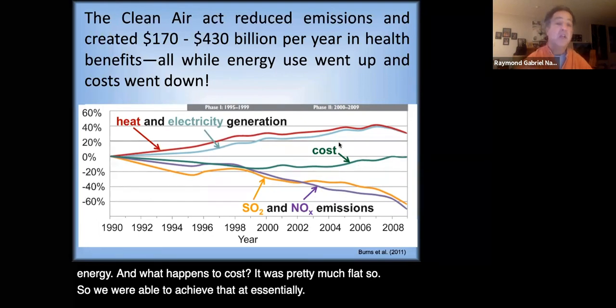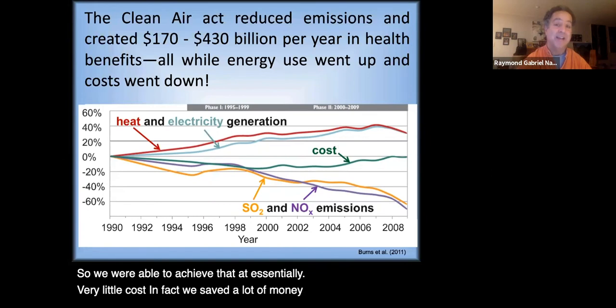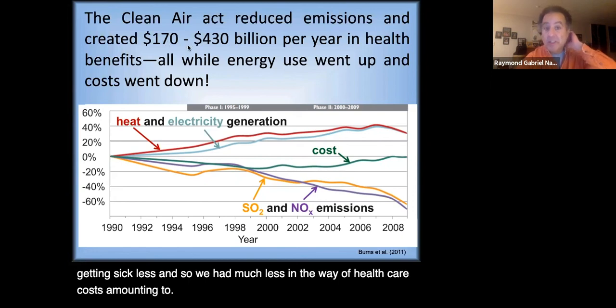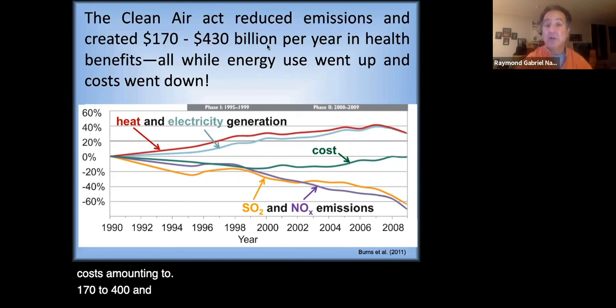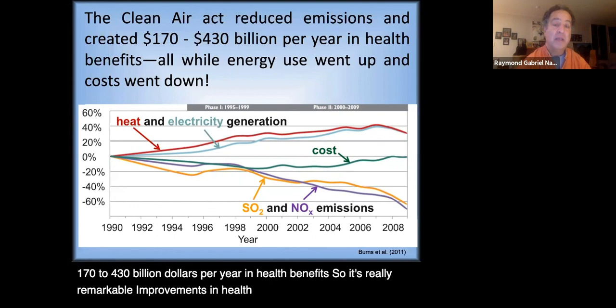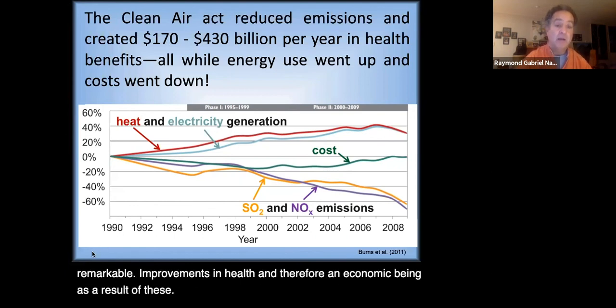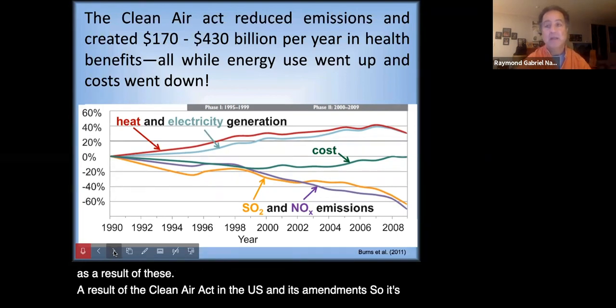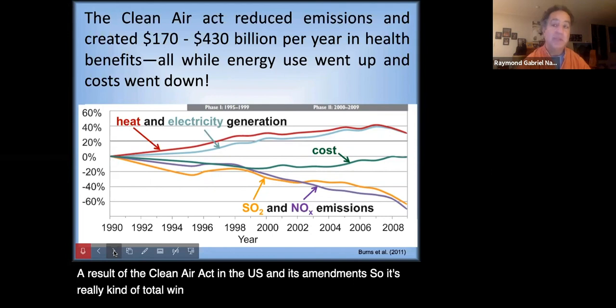And in fact, we saved a lot of money because people were getting sick less. And so we had much less in the way of healthcare costs, amounting to 170 to 430 billion dollars per year in health benefits. So it's really remarkable improvements in health and therefore in economic well-being as a result of the Clean Air Act in the U.S. and its amendments. So it's really kind of a total win-win situation. And I think it's the same thing with climate change. It's going to be a win-win situation.